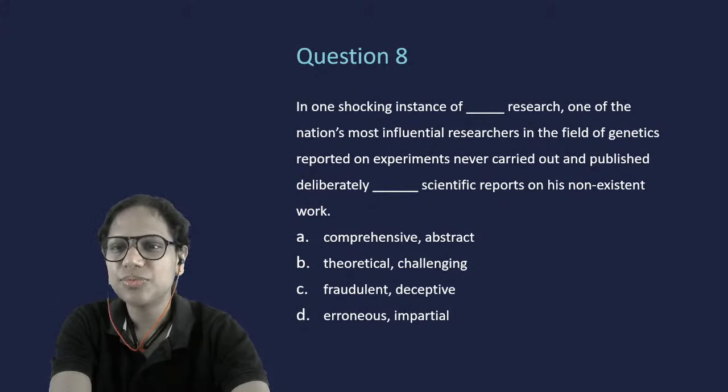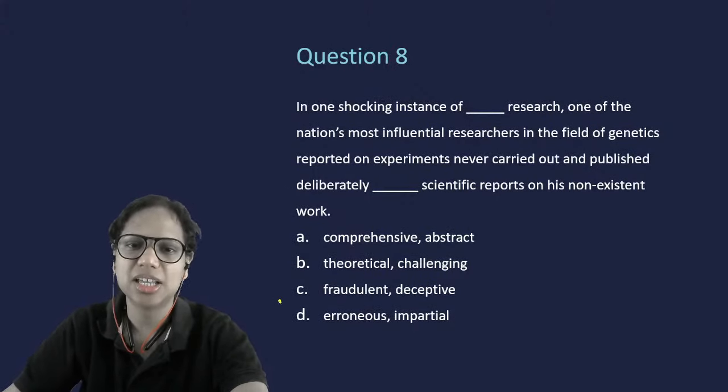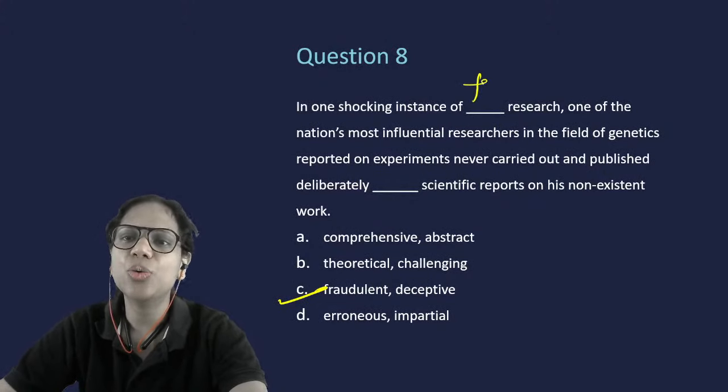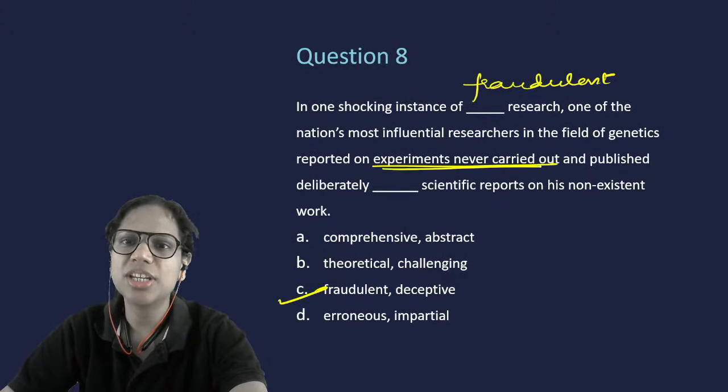So, okay, one of you says A. Is it an instance of comprehensive research? Comprehensive is something that covers a wide range of things. That cannot be the answer. C is our answer here. The research was out and out fraudulent because these experiments were never carried out.